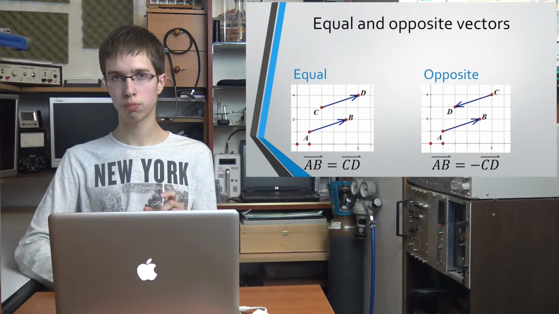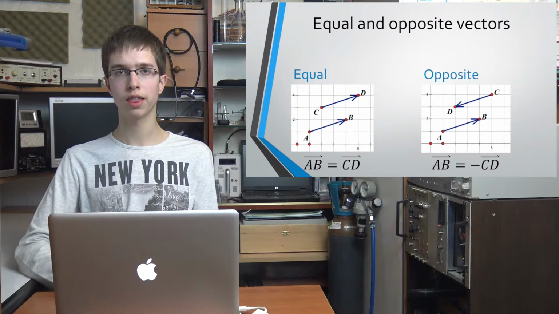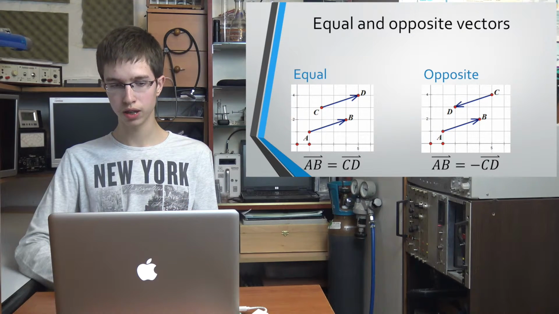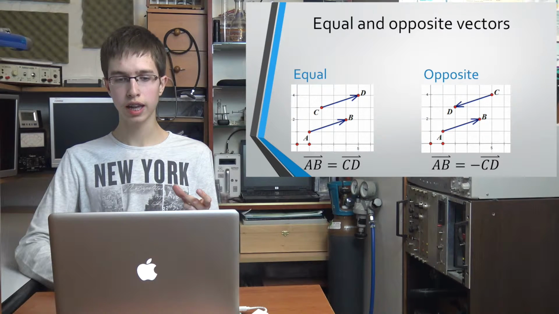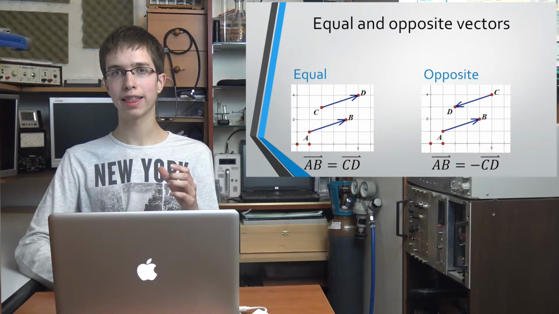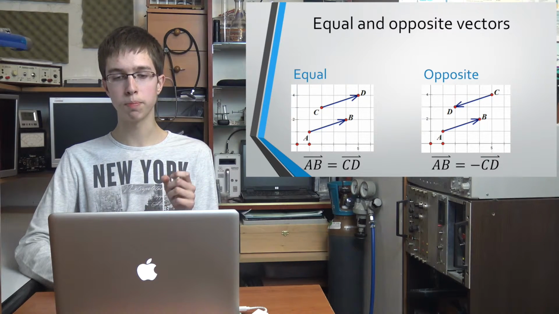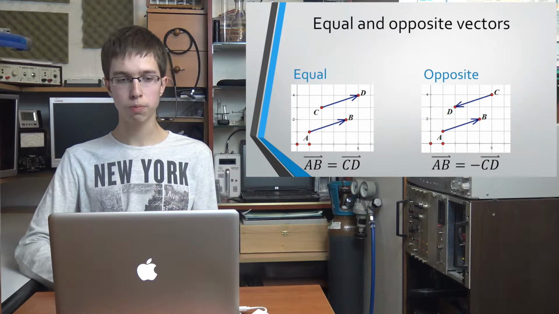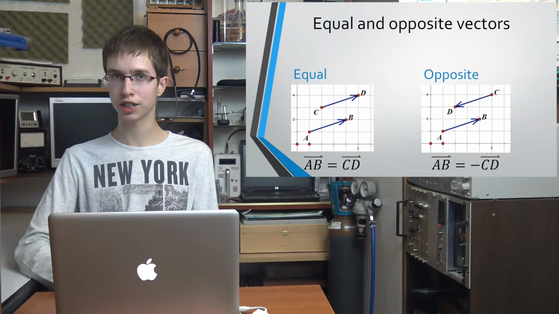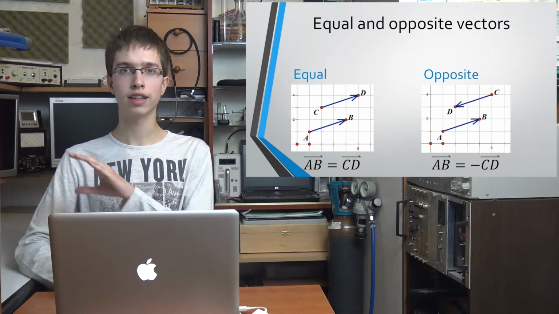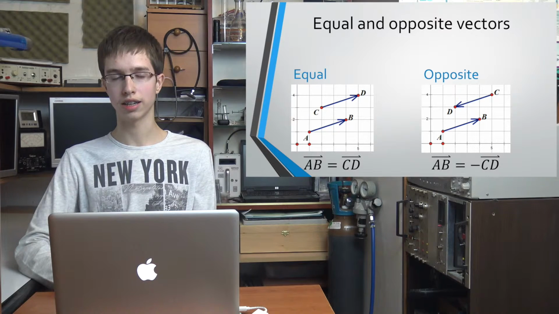Now, equal and opposite vectors. Equal vectors are those with the same length, direction and orientation, so AB is equal to CD, and opposite vectors are those with the same length and direction but opposite orientation, so AB is minus CD. Both equal and opposite vectors are collinear, meaning that they have the same direction, so they lie on parallel straight lines.